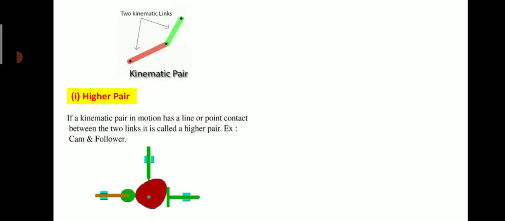So how is the sketch of this higher pair? You will see that if a kinematic pair in motion has a line or point contact between the two links, it is called higher pair. For example, cam and follower. So cam and follower is the representation of higher pair.